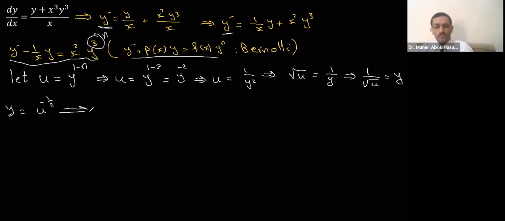Now differentiate both sides. So y prime, how to differentiate u to the negative half? It is negative half times u to the negative half minus 1 times u prime. Am I right? So the y prime is now negative half u to the negative 3 over 2, which is negative half and negative 1. So negative 3 halves times u prime.